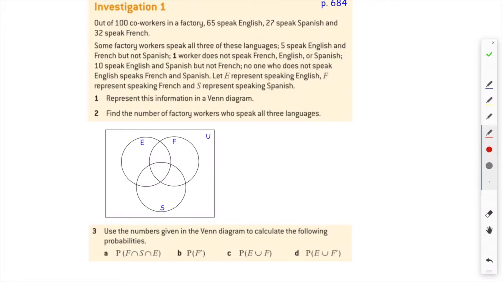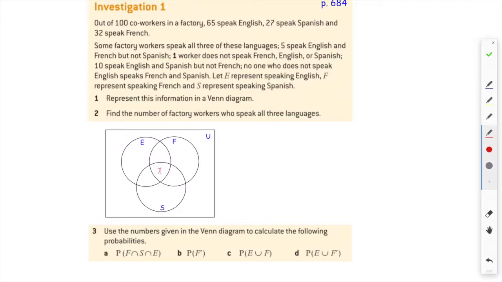To approach this question, you have to read the criteria carefully. One thing we know after reading the description is that some factory workers speak all 3 languages, but we're not told how many. So we start with X in the middle, because this is where they speak all 3 languages.